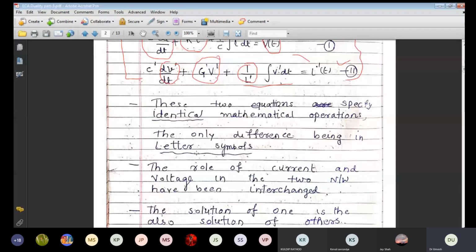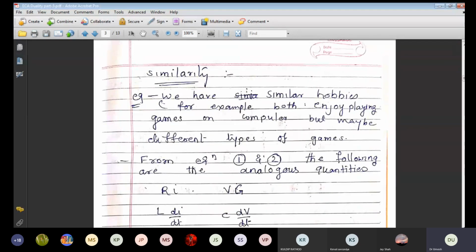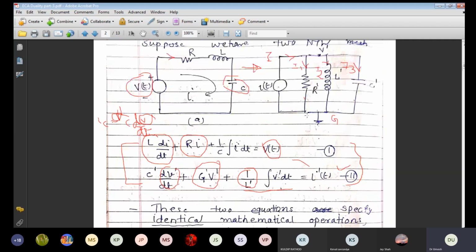I am just taking one simple example. If we have similar hobbies, say any two students of you whose hobbies are the same. Suppose both are enjoying playing games on the computer. Look, both are playing games. Suppose one is playing PUBG and the other is playing another game, right? But both are enjoying the game, though one may be playing PUBG and the other another game. That means the different games are equal to the parameters.